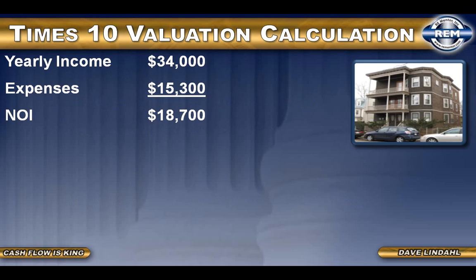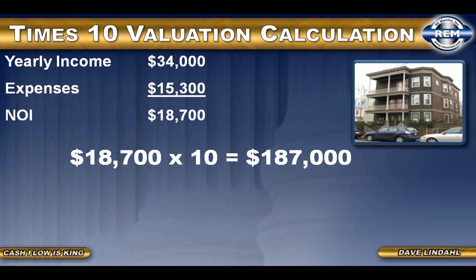So if we put some numbers on this, the yearly income of this property was $34,000. The yearly expenses were $15,300. The NOI was $18,700. We take that $18,700, we multiply it by 10, and that gives us a value of $187,000. Now this is a very conservative formula. If you can buy a property for less than what this formula is giving you for a value, 9 out of 10 times it is a good deal and you should buy it. If they're asking for more, I wouldn't do it.